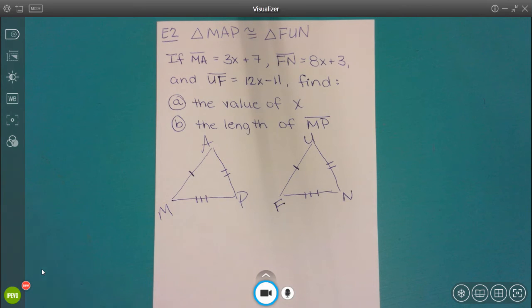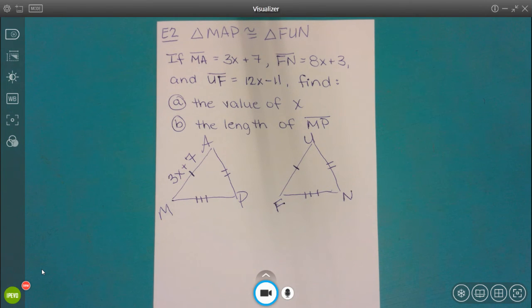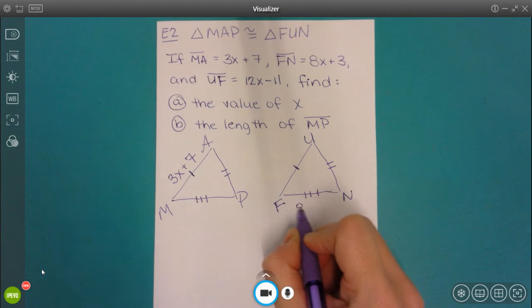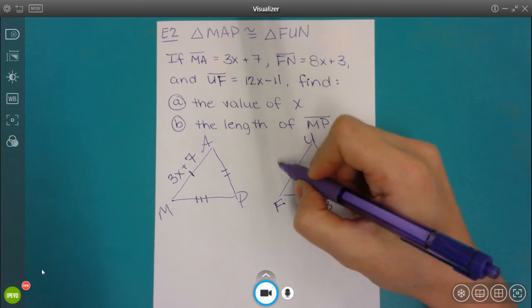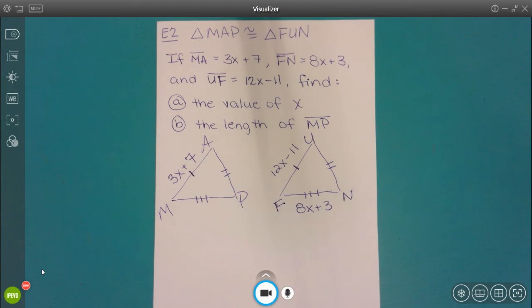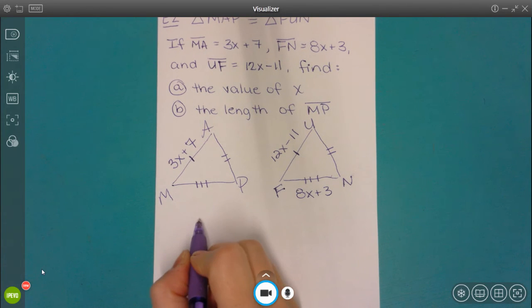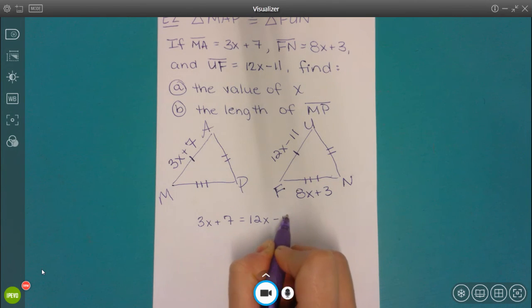I'm going to start labeling things. So MA is 3x plus 7. FN is 8x plus 3. And this will be 12x minus 11. So since these two sides are congruent, I can set them equal to each other. So I'll have 3x plus 7 equals 12x minus 11.